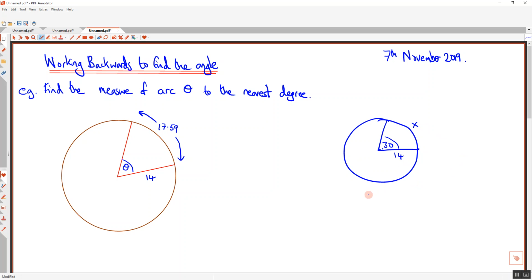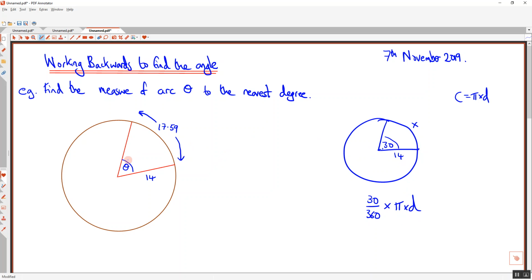Why would I have done that? 30 over 360, because that's the fraction that we want, times the circumference, right? Because this arc length is part of the circumference. How do you work out circumference? Pi times d, right? So that is what we would have done before, and that would give us the answer. And what's the diameter in this case? 28, because it's twice 14.